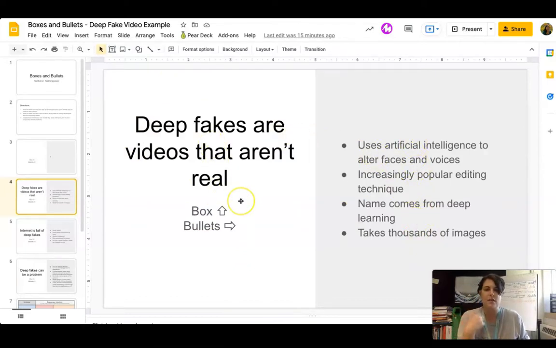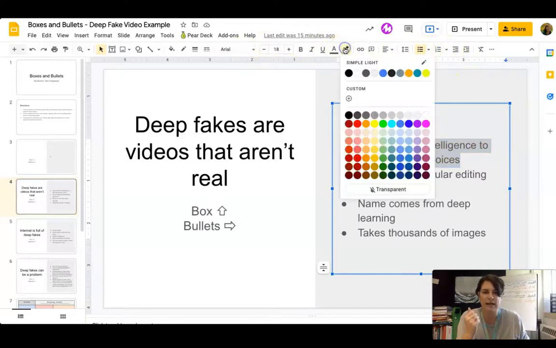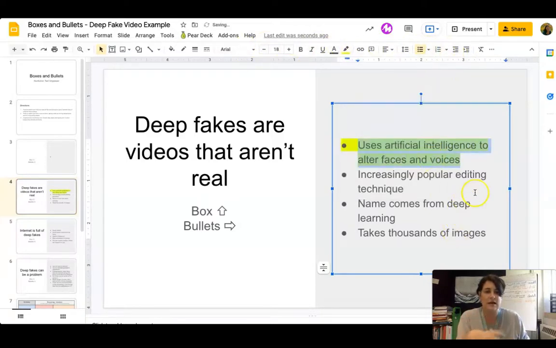Here, I'm seeing deepfakes are videos that aren't real. Now all of these connect to that, but what connects most is the fact that they are using artificial intelligence to alter faces and voices. I think that's pretty important. So I'm actually going to highlight this to make it stand out as important and something I need to pay attention to. I'm finding this important because it's telling me that they're not real and telling me kind of what they are and how this is done.